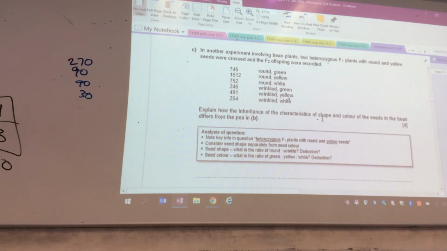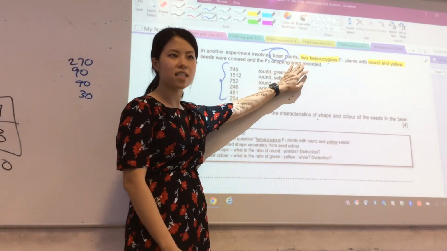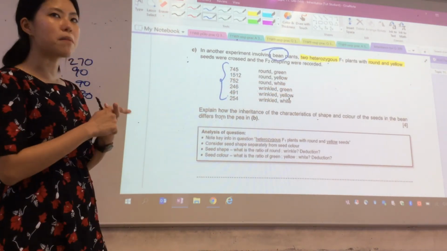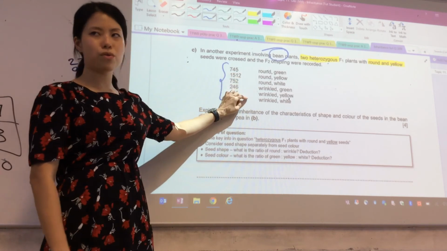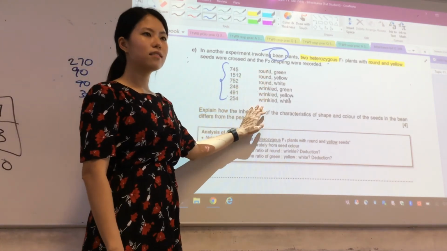In another experiment, this time you have a different plant type, it's called the bean plant. Two heterozygous plants with brown and yellow seeds were crossed, and that's all that you know. Of course, you get a ratio. What do you expect when you cross two heterozygote plants? You're supposed to get 9:3:3:1, but how come such a strange one? When you cross these heterozygous bean plants, you don't get 9:3:3:1. So what do you notice about this offspring phenotype?